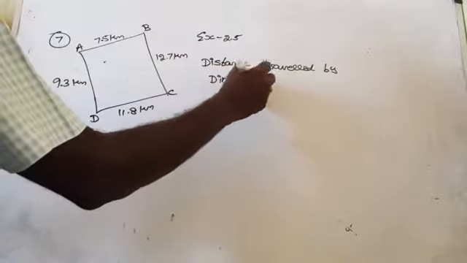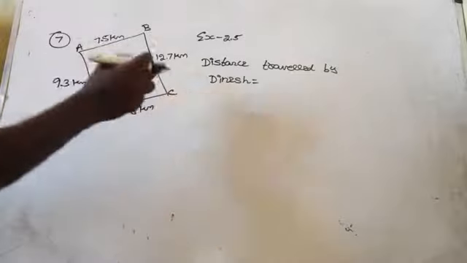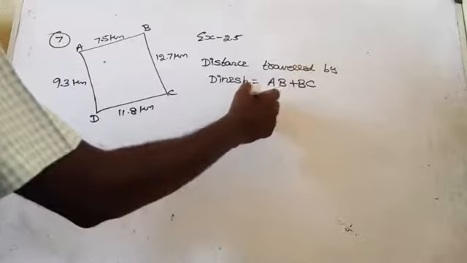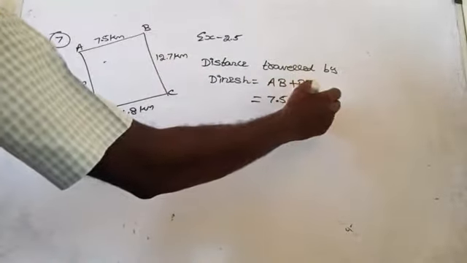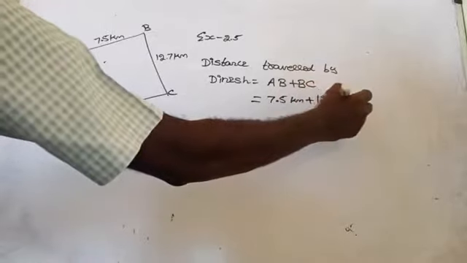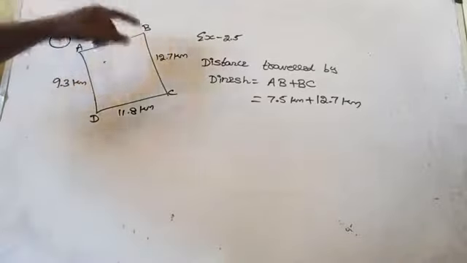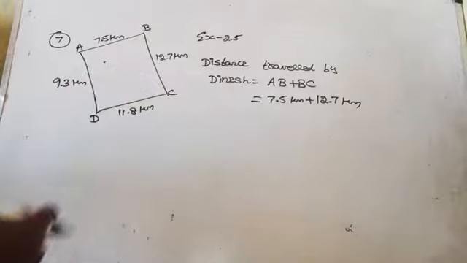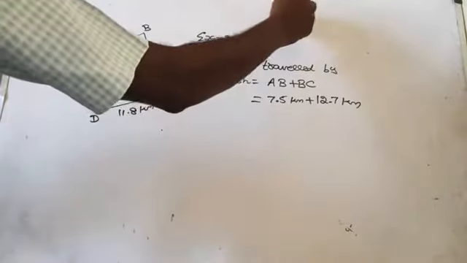So he starts from A and wants to reach C. That means he goes from A to B and then from B to C. That is AB plus BC. AB is 7.5 km and BC is 12.7 km. So this is the distance travelled by Dinesh. He starts from A and wants to reach C. Now 7.5 plus 12.7.